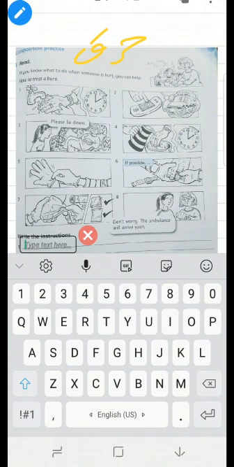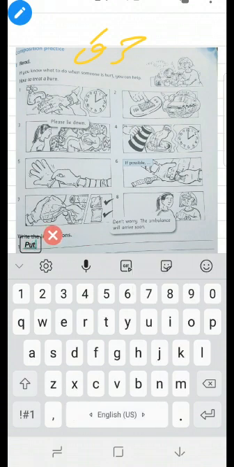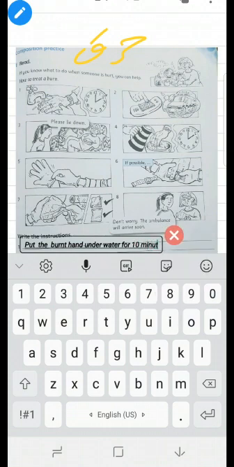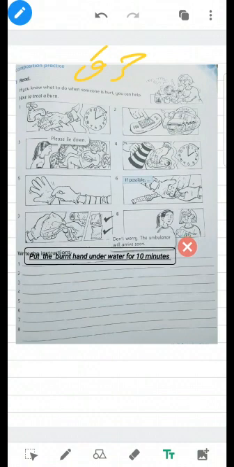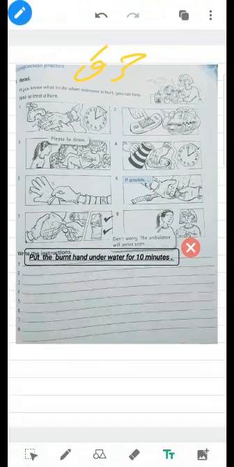Put. The first verb is put. ضع. Put the burnt hand under water for 10 minutes. Okay. So the first one is put the burnt hand under water for 10 minutes. نضع اليد المحروقة تحت الماء لمدة 10 دقائق. So this is the first one.